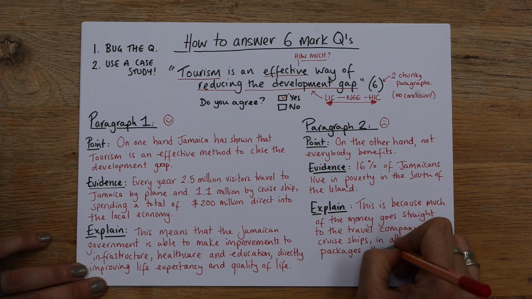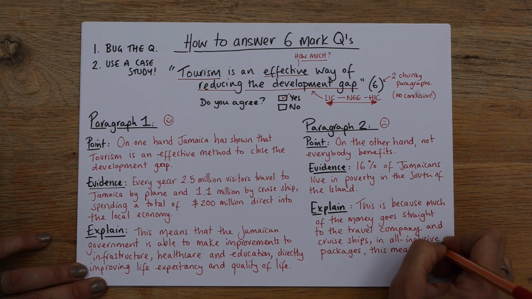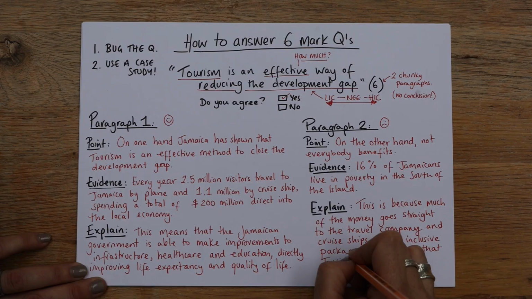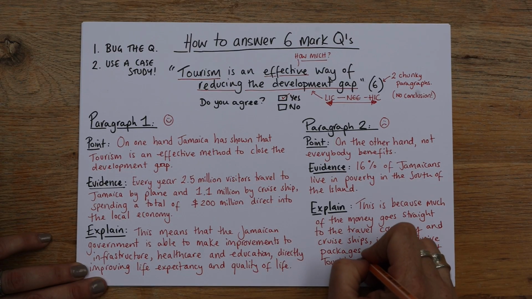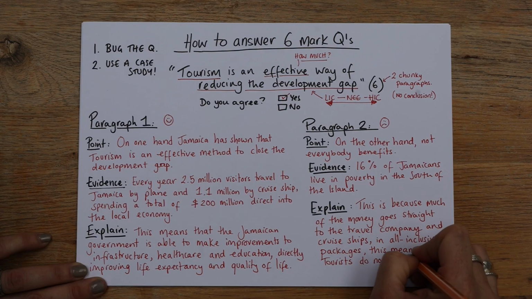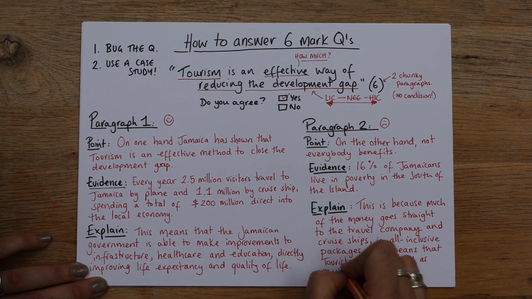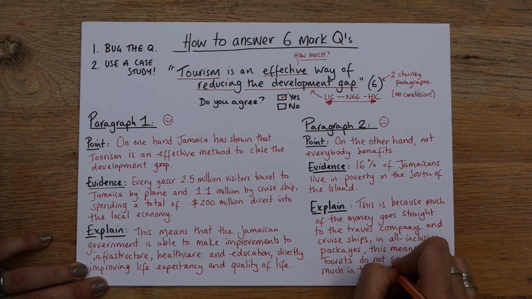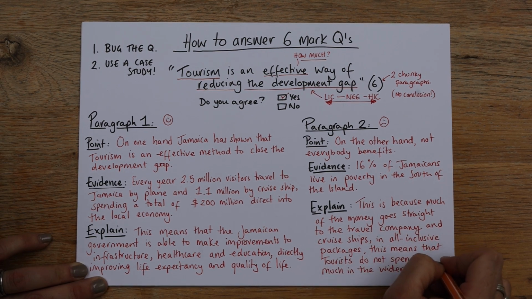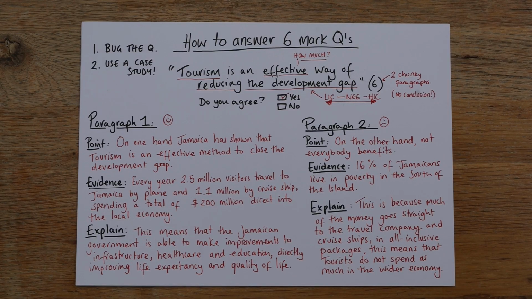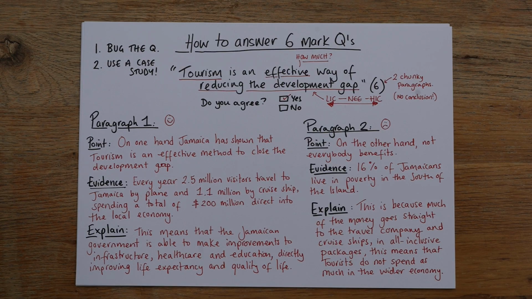This means that tourists basically aren't spending. Tourists do not spend as much in the, we'll call it wider economy, but what I mean is they're not therefore paying for accommodation or restaurants if they're getting their food and their accommodation on board the boat. Okay, so that would get you full marks, I am confident, if you remembered your case study and you remembered those facts. I hope that's helpful.